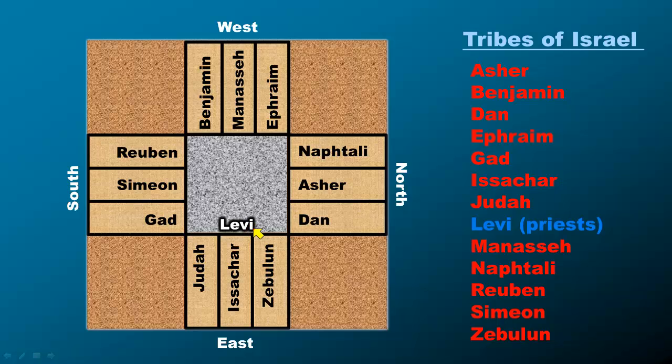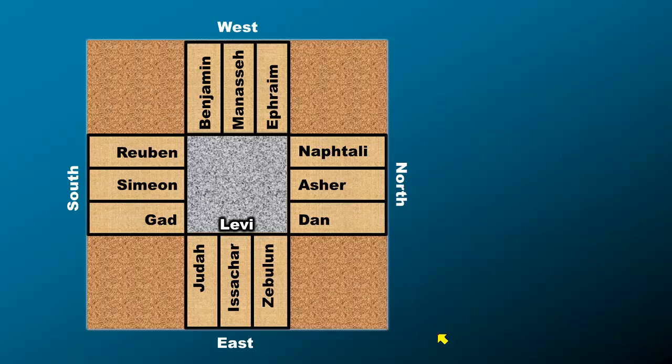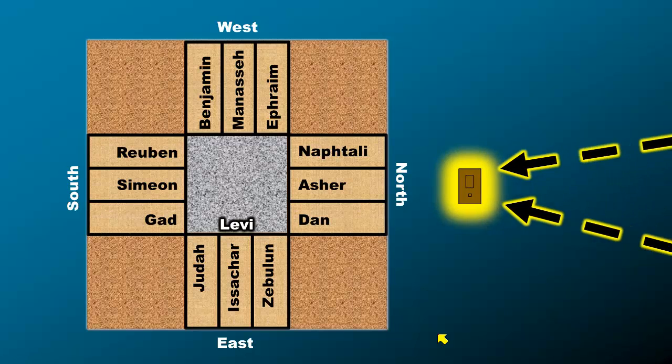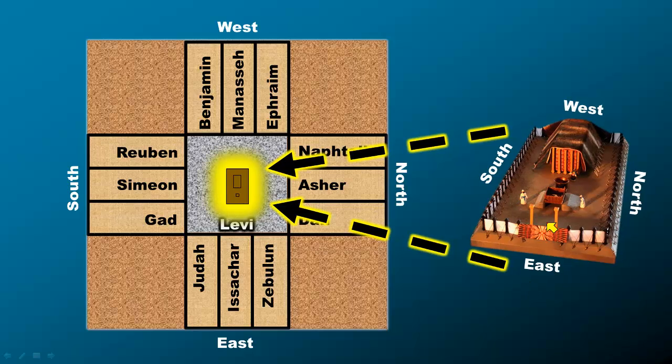The Levites were the priesthood, and they had the center section of this layout. And of course, the center of this section is where the tabernacle actually was located, in the very center. You can see here that this is the entranceway. So the entranceway was from the east.